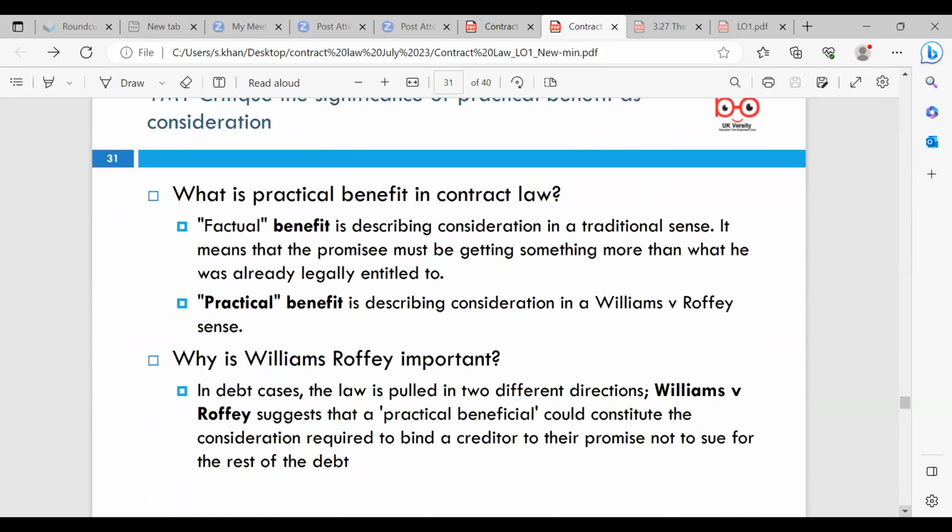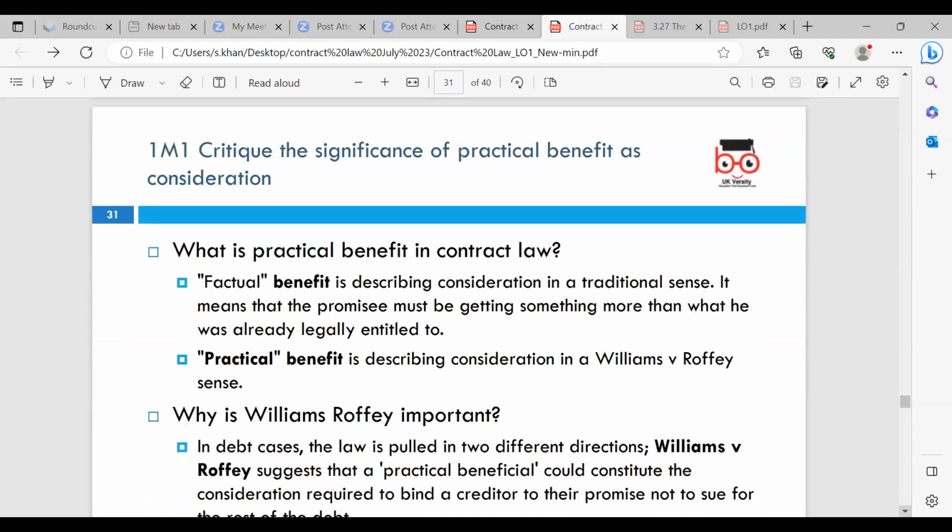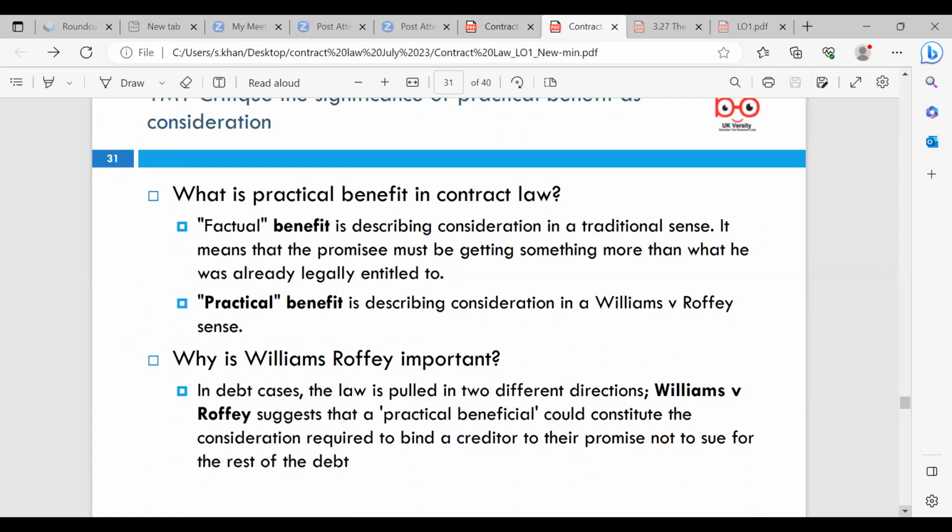1M1: critique the significance of practical benefit as consideration. So this is if you want to do the extension activities, and you would do this for 1M1. What is practical benefit in contract law? Factual benefit is describing consideration in a traditional sense. It means that the promisee must be getting something more than what he is already legally entitled to.